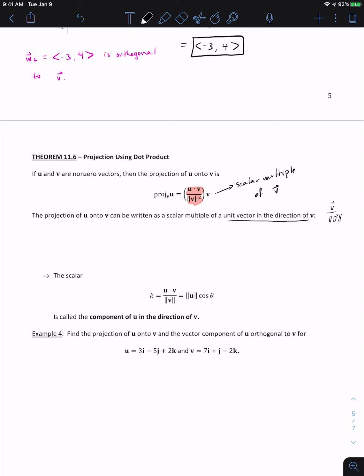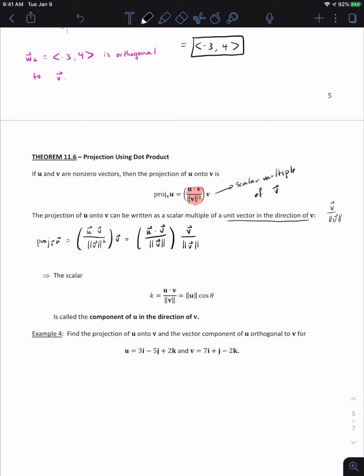So I can rewrite this. The projection of u onto v is given by the formula u dot v over the magnitude of v squared times v. Notice that the magnitude of v squared is just the magnitude of v times the magnitude of v. So I can rewrite this as u dot v over one of those magnitudes, and let's bring the other one out and multiply it times v.